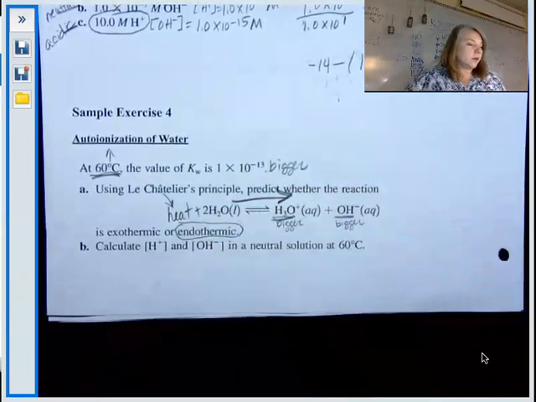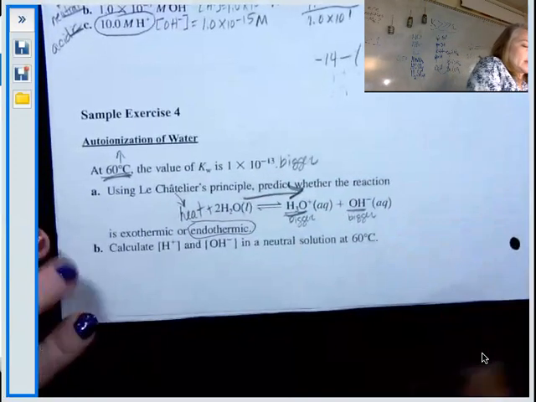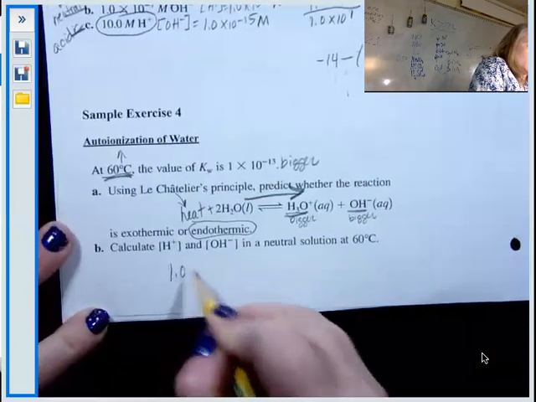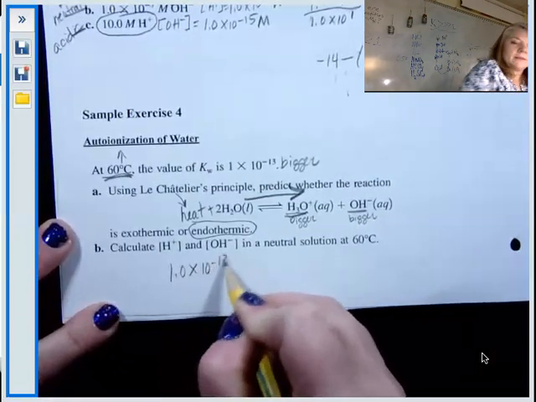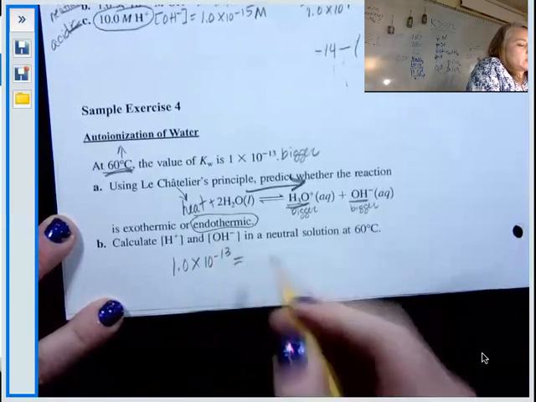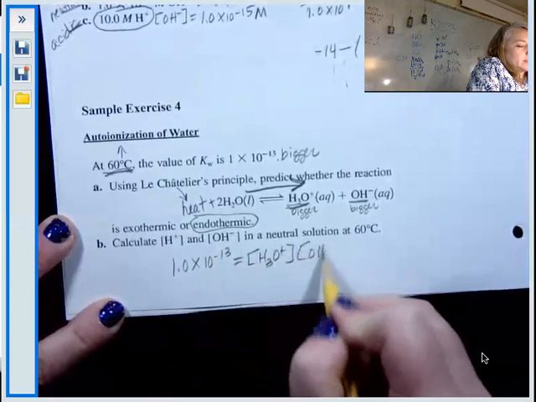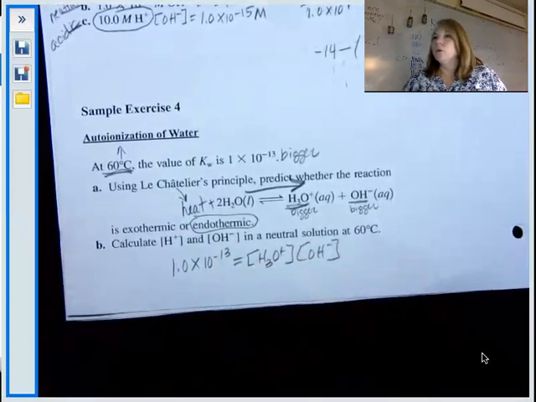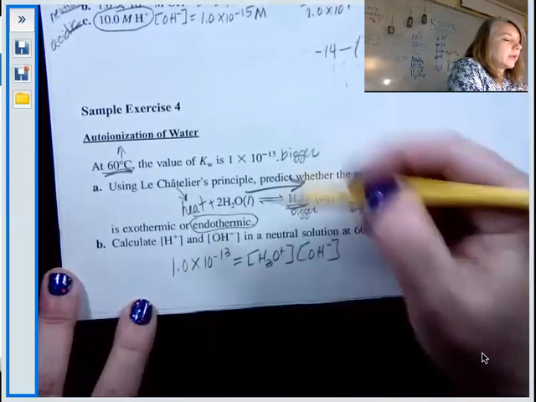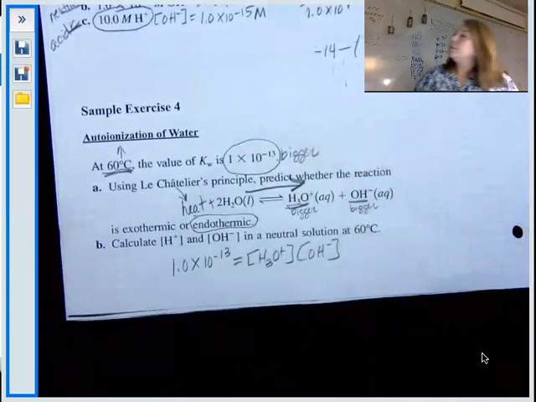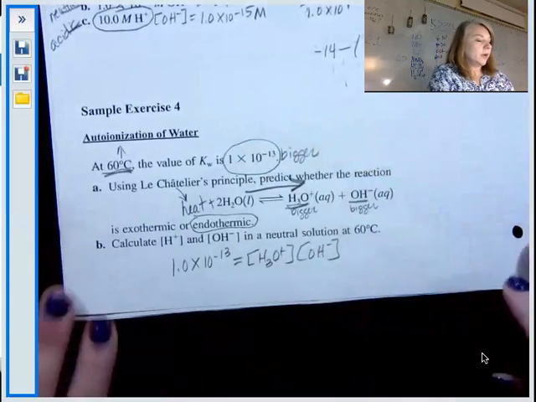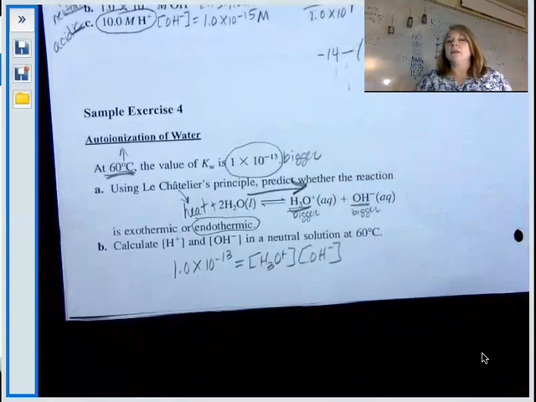Okay, now our job is to calculate the hydronium and hydroxide in a neutral solution, but we're at 60 degrees Celsius. So we know our KW is 1.0 times 10 to the negative 13th. And our expression is H3O+ times OH- equals 1.0 times 10 to the negative 13th. But look, Tyler, what we're doing, we changed the temperature. Yeah, it's all good. Okay, now, are these two numbers going to be the same value?